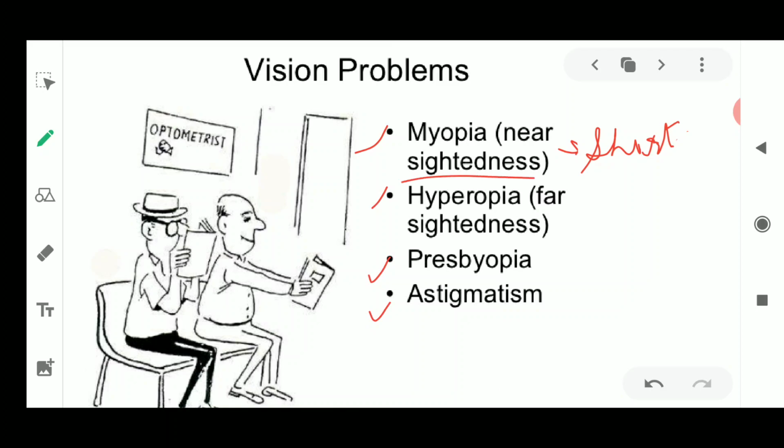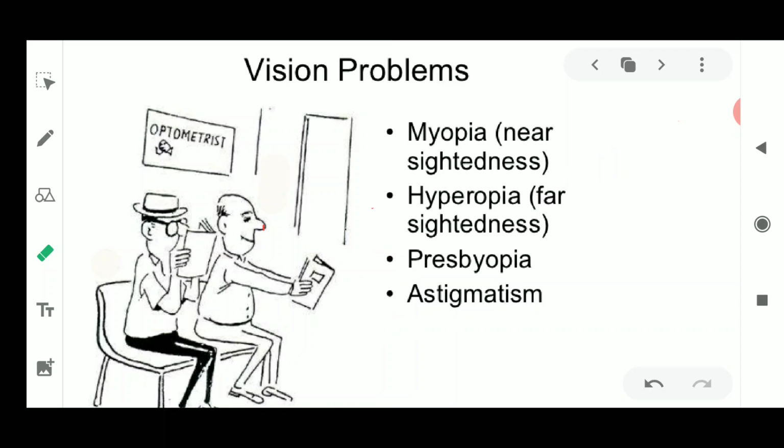Sightedness means you could see things. Which type of things? Near things you could see. So what is the problem in myopia? In myopia you could see things clearly which are very close by, but you cannot see things which are present at a very distant place. Means you could not see the far things clearly. So this is about myopia.